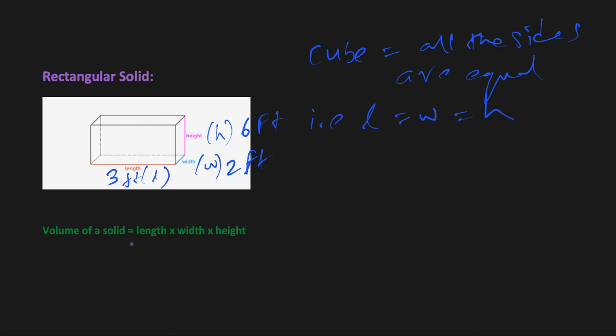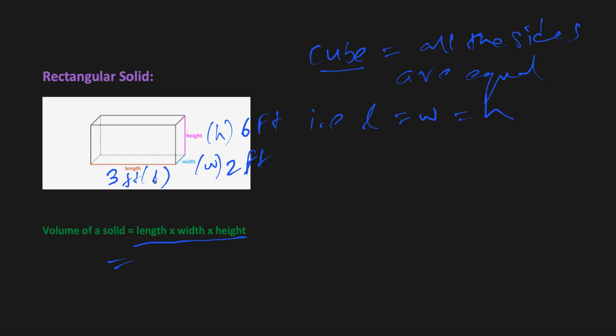So the formula for volume of a rectangular solid is again similar to a cube, because a cube and a rectangular solid are similar-looking figures. The difference is that a rectangular solid has different measures for length, height, and width, whereas for a cube all the sides are equal. So the formula still remains the same for calculating volume of a rectangular solid.